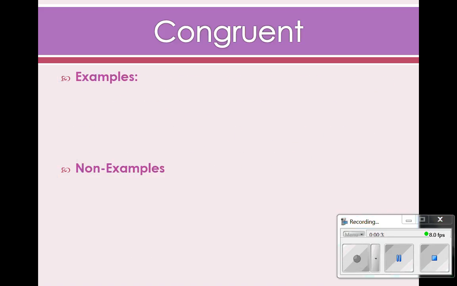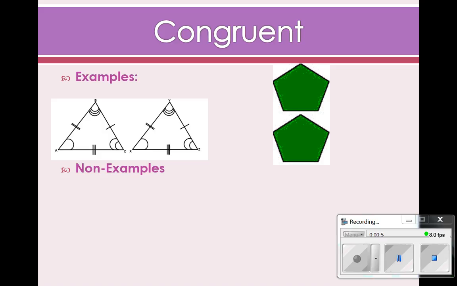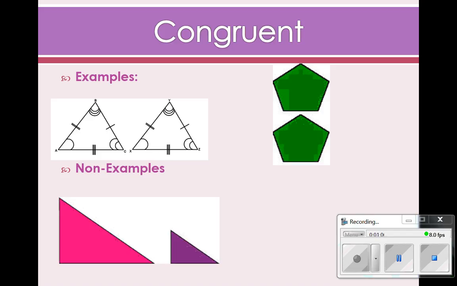If shapes are not congruent, let's look at examples and non-examples first. If we look at these two triangles, we can tell that they are congruent because the sides and the angles are both equal to each other. You're looking at the markings on each side and angle that tell you which ones go with which angle and side. With these, the side lengths are the same, the shape of course is the same, and the angle measurements are the same.